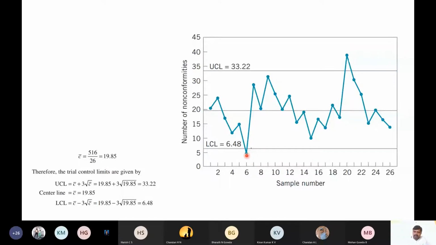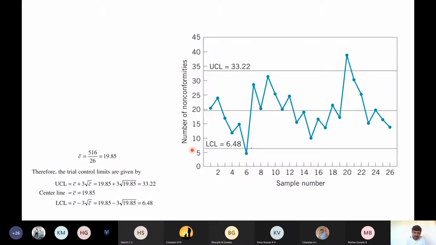Okay, you need to consider sample number 6 and sample number 20 for further evaluation, because you are getting 2 points out of the control limits. Again, in a practical situation, if assignable causes are found for these points out of the control limits, then it is out of control, and you need to eliminate these assignable causes.